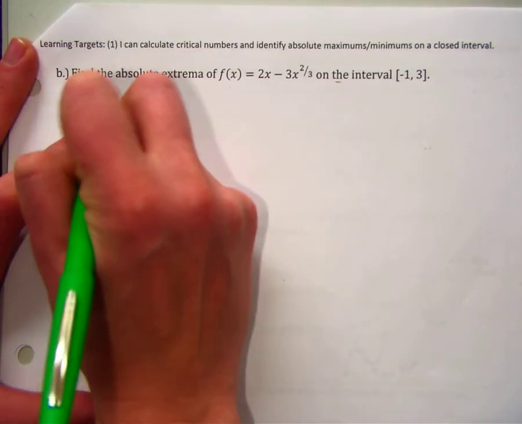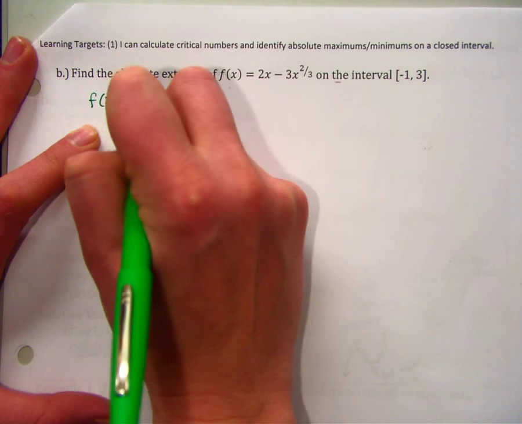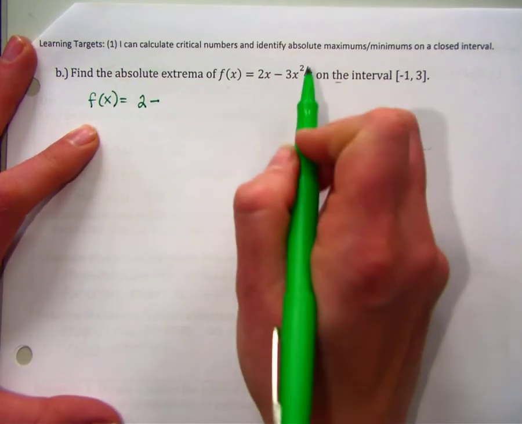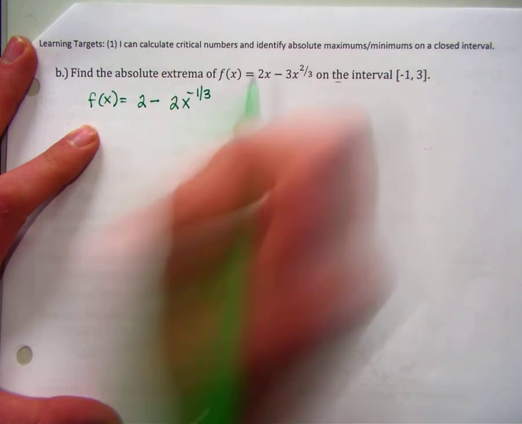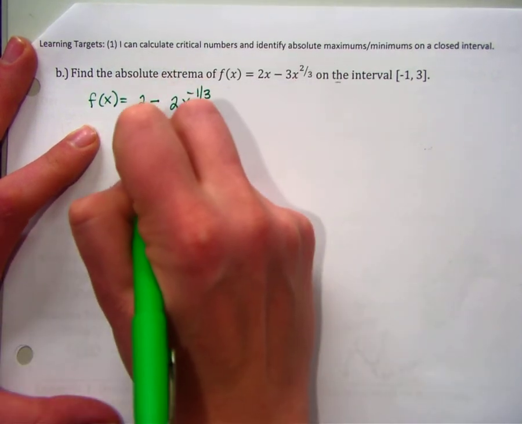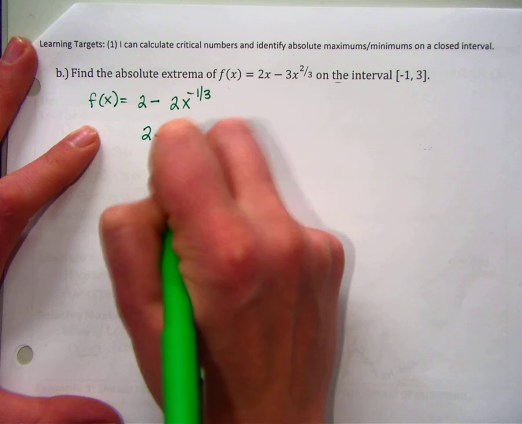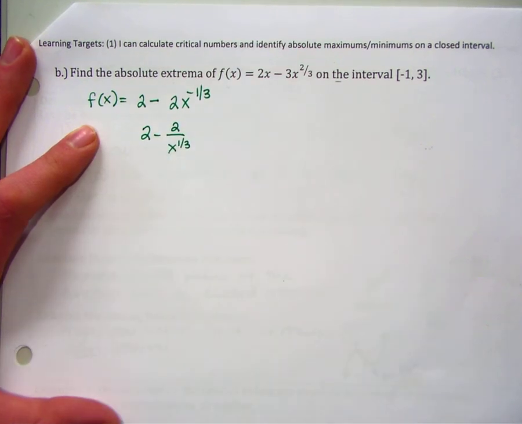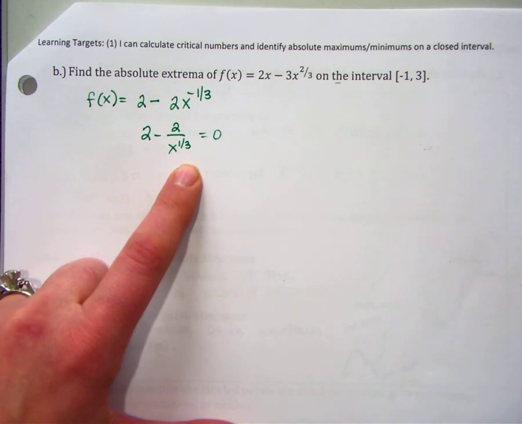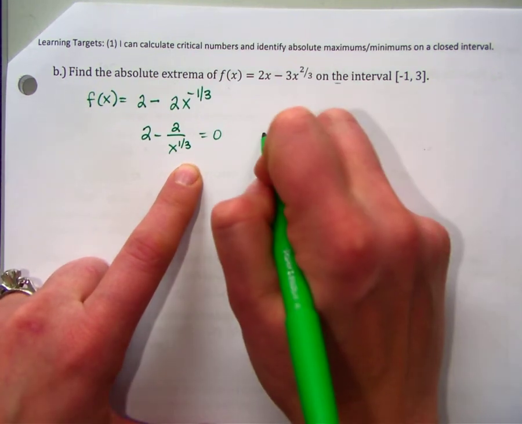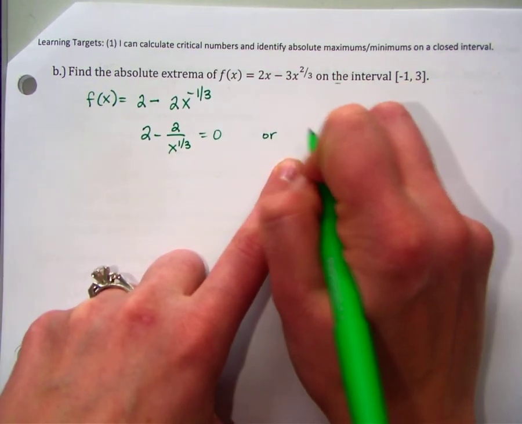The derivative of this function, just using power rule, would be 2 minus 2/3 times 3 is just 2, but it would be x to the negative 1/3. And so I have this as my derivative. I want to know where that derivative is equal to 0 or where f prime is undefined.